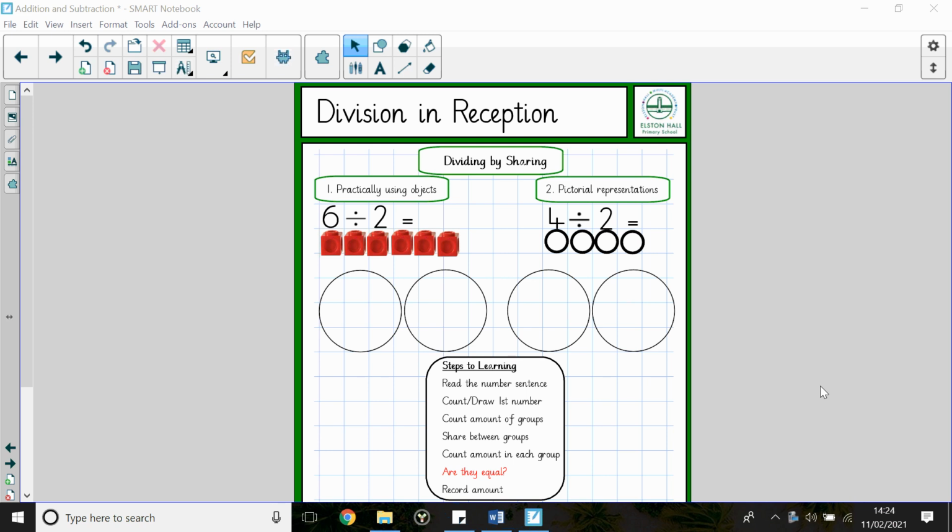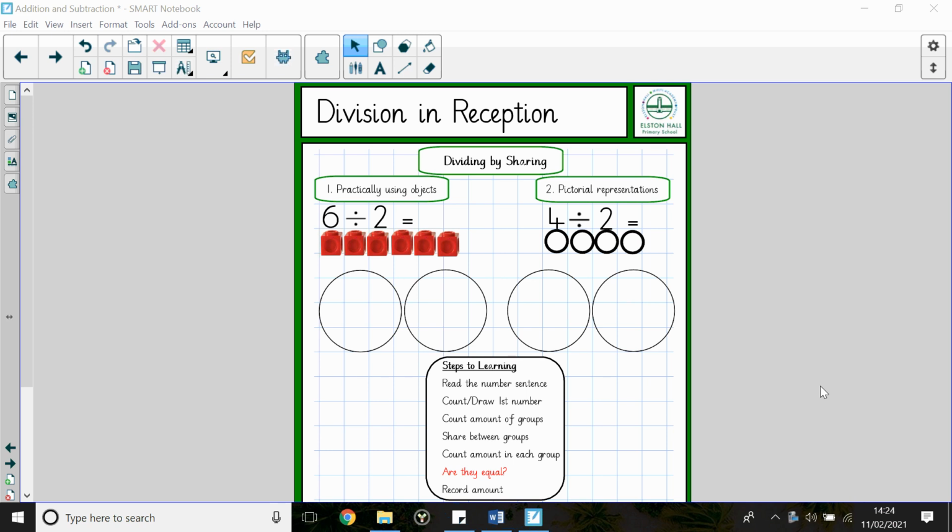In reception, we continue to develop our understanding of division through sharing by using a number sentence. As we become familiar with using objects to solve verbal sharing problems, we will present children with a division number sentence to solve practically. The methods we use in reception include division by sharing using objects and pictorial representations. The first method we teach is using objects to share fairly between groups.